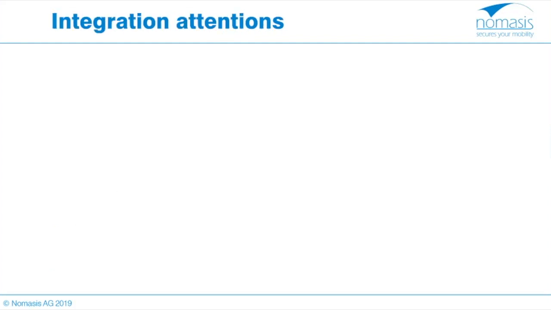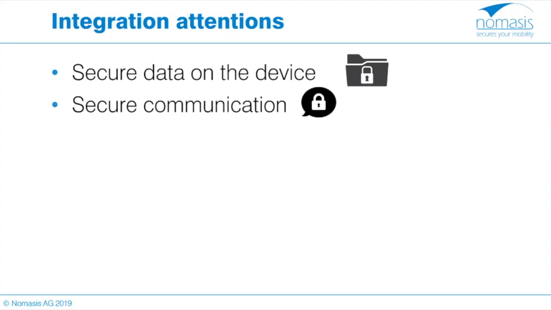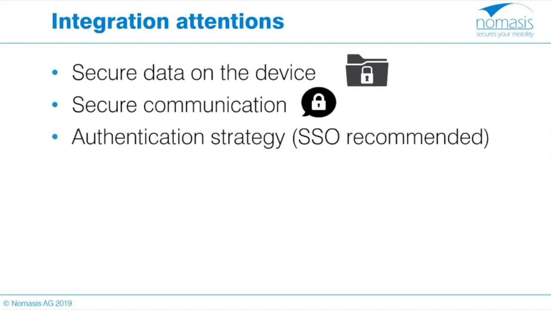Now, to what do we have to pay attention when we integrate these apps? Of course, the data has to be secure on the device. So you have to secure data with your MDM system on the devices itself. Secure communication has to take place, that means end-to-end encryption. And of course, an authentication strategy. Here, for usability reasons, we recommend SSO, so that the user can just start the app and work with it without having to handle any authentication.